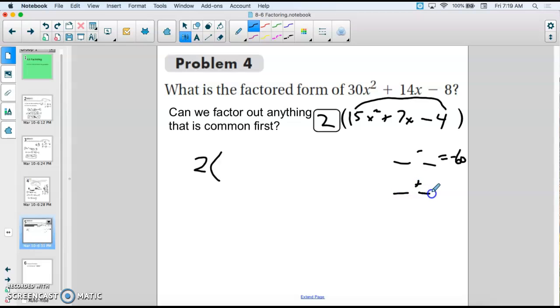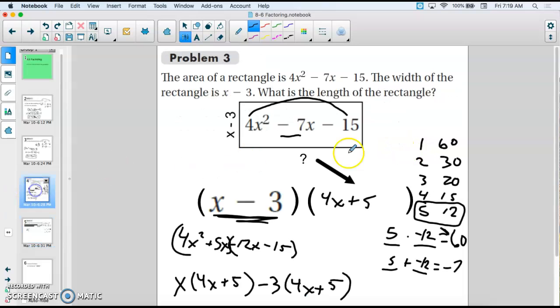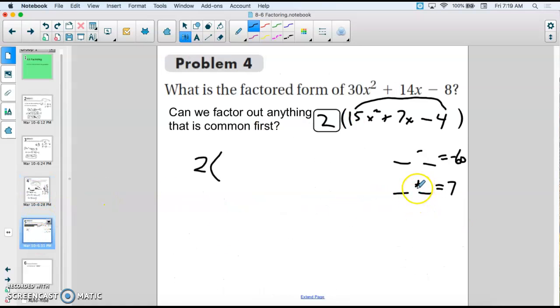They have to add up to positive 7 this time. So we're actually going to use the same factors, right? Because 5 and 12 are 7 apart. Except this time 12 is going to be the positive one. And then you're going to have minus 5. Again, it doesn't matter what order you write them in. It just matters that the 5 is negative because this time we're trying to get a positive 7.